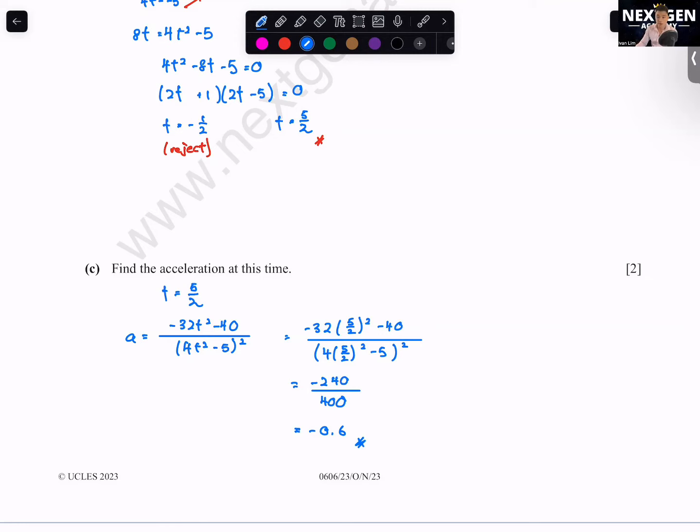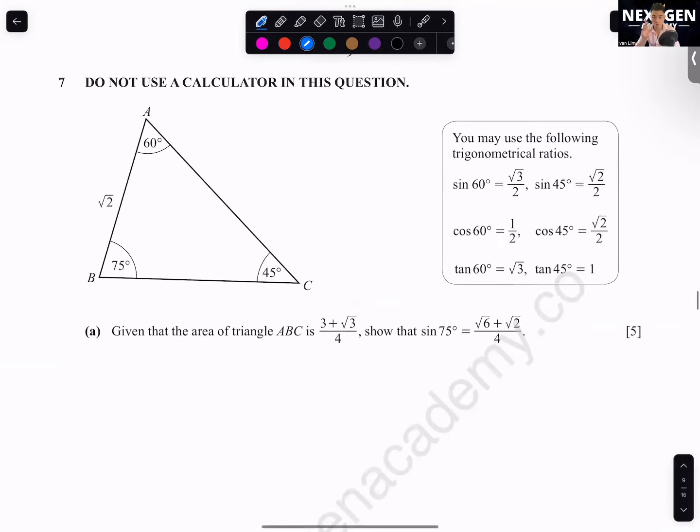They say do not use a calculator in this question, but you can use the calculator to check your final answer if you can. But the key thing is you still need to be able to show it. And if you see this case, with the surd and all, most likely you have to show your process of rationalizing. Okay, let's look at the first one. Given that the area of the triangle ABC is 3 plus surd 3 over 4, show that sine 75 is equals to surd 6 plus surd 2 over 4.